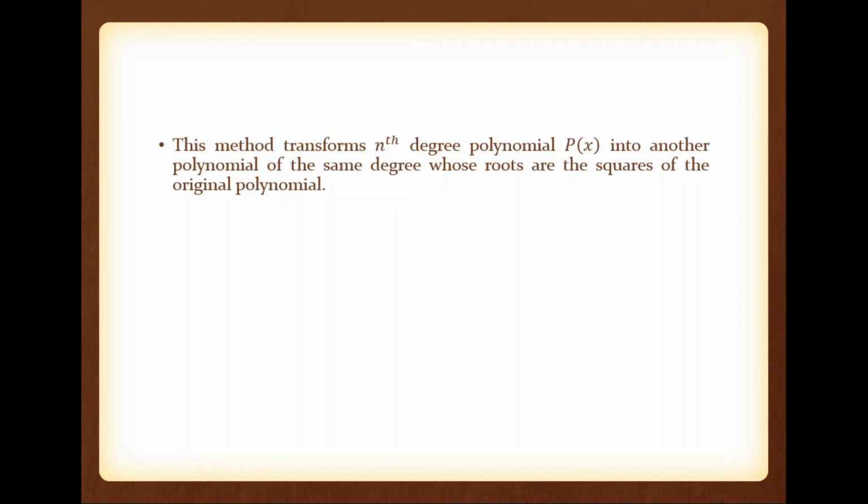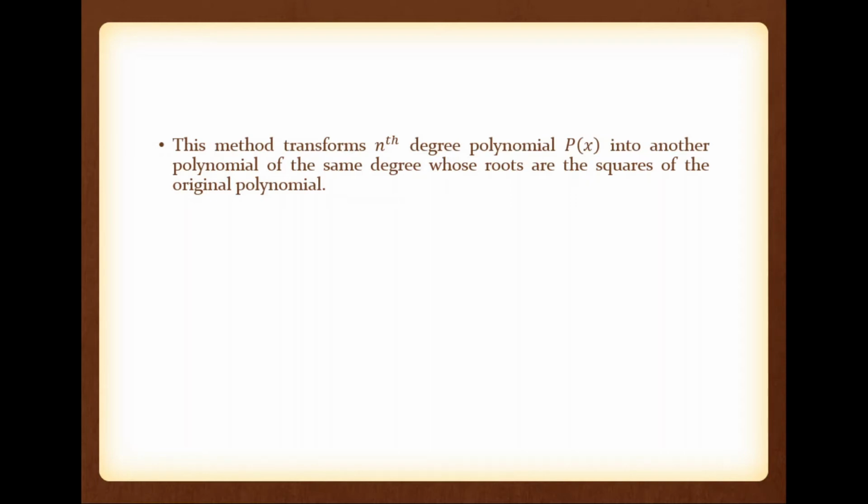That means we assume that we have an nth degree polynomial p of x. Okay, so that p of x is transformed into another polynomial with the same degree. That is, we have another polynomial, say p1 of x, whose degree is also n. But the difference is that the roots of the nth degree polynomial p1 of x are the squares of the roots of the nth degree polynomial p of x.